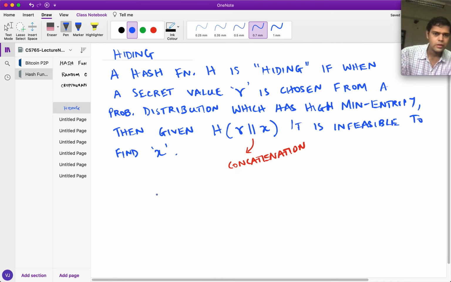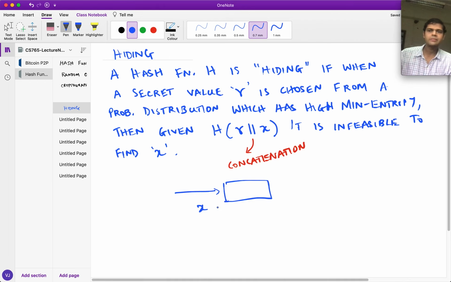So what is this saying? This is saying that I want to hide x. So let's say that x is something important. Maybe it's the value that I may be wanting to pay for something, right? But I want to keep it secret.